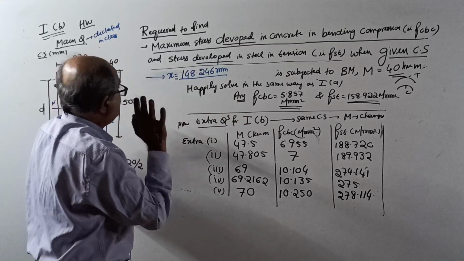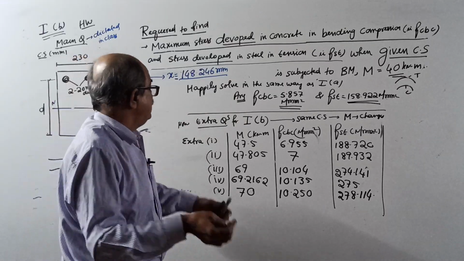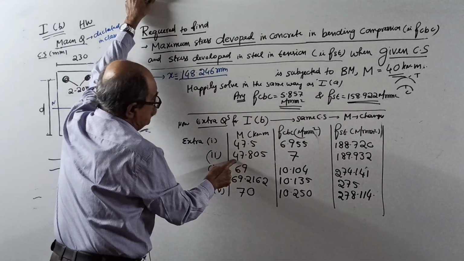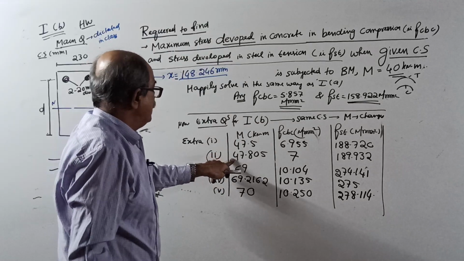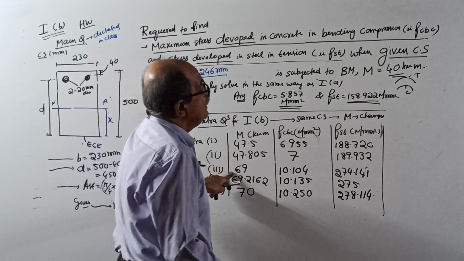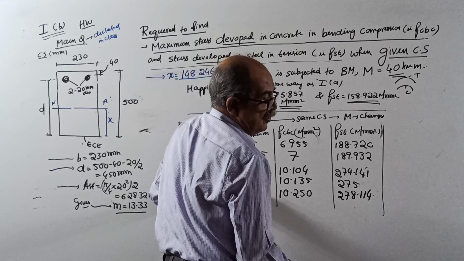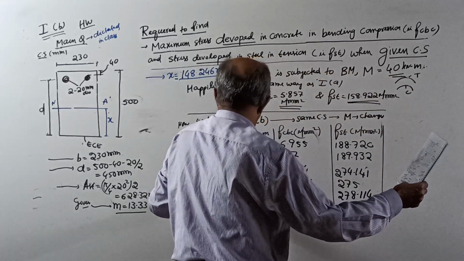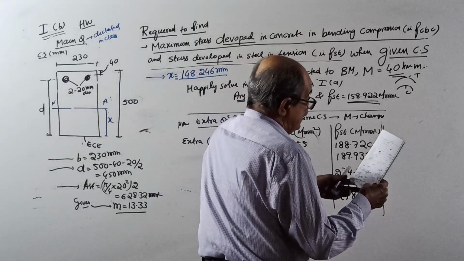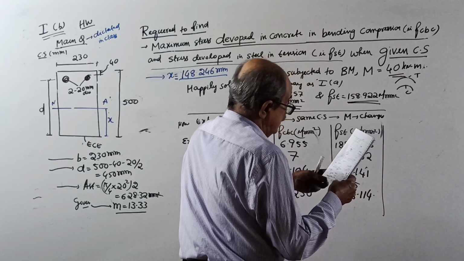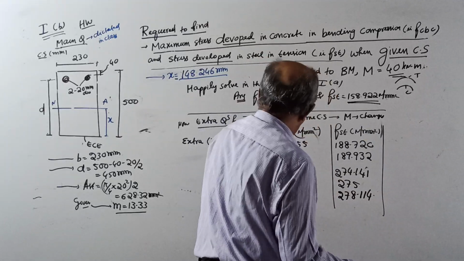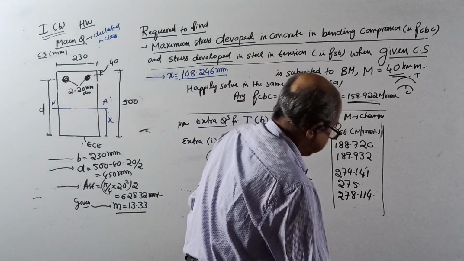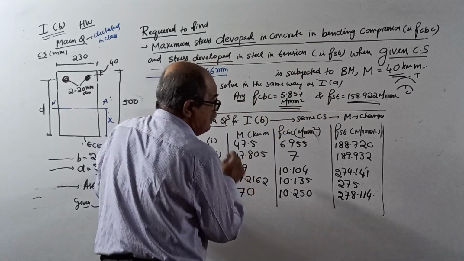Then here also there are extra questions for 1B. Same cross section, no change. I am increasing the bending moment. Extra 1: 40 becomes 47.5. Extra 2: 47.5 becomes 47.805. Extra 3: it becomes 60. After 60 it becomes 69. I should check it. After 69, it becomes 69.2162. Lastly 70. So 1, 2, 3, 4, 5 extra.